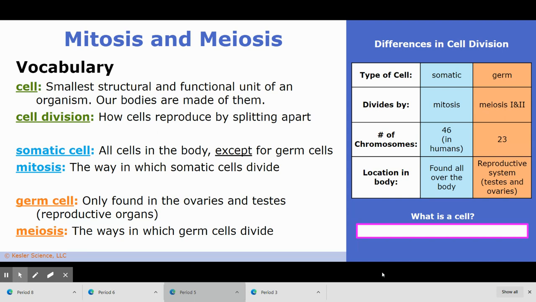So you're going to answer the question at the bottom, what is a cell? You should pause the video now. So a cell is the smallest structural and functional unit of an organism.